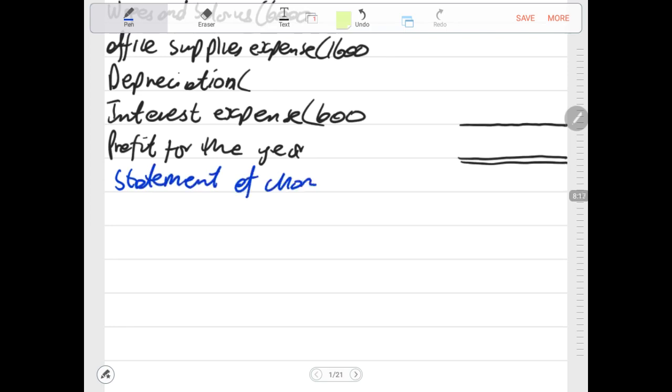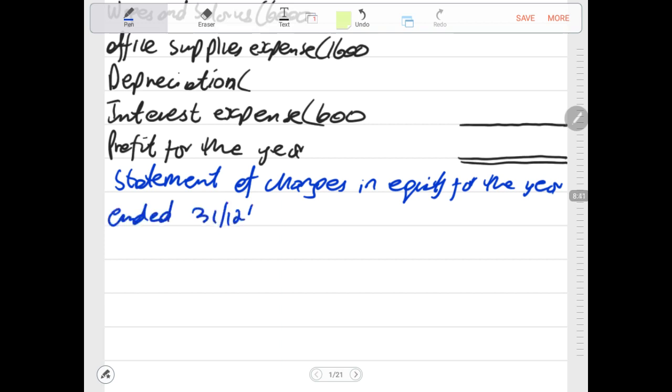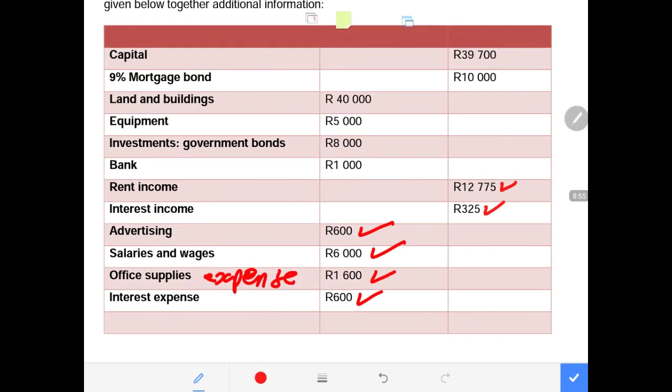It is very important that you memorize the skeleton of these financial statements. Statement of changes in equity for the year ended 31st of December in the year 2006. We know that there will be opening balance, and our opening balance will be made of the capital balance.